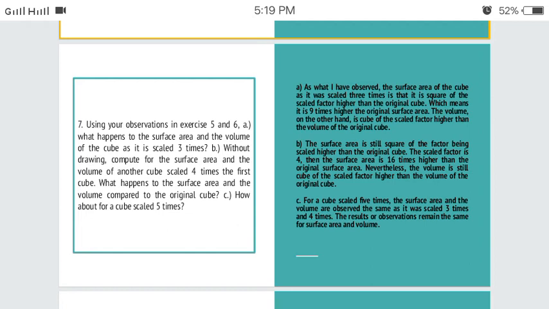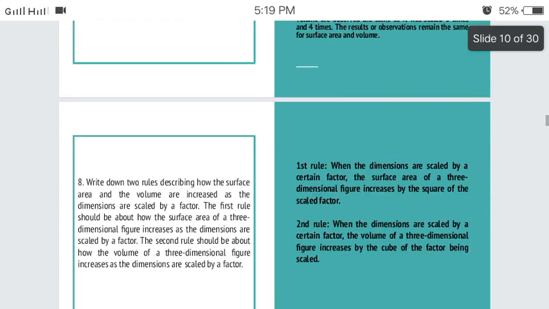For question B, the surface area is still the square of the factor being scaled higher than the original cube. The scale factor is 4, so the surface area is 16 times higher than the original surface area. Nevertheless, the volume is still the cube of the scale factor higher than the volume of the original cube. For question C, for a cube scaled 5 times, the surface area and the volume are observed the same as when it was scaled 3 times and 4 times. The results or observations remain the same for surface area and volume.